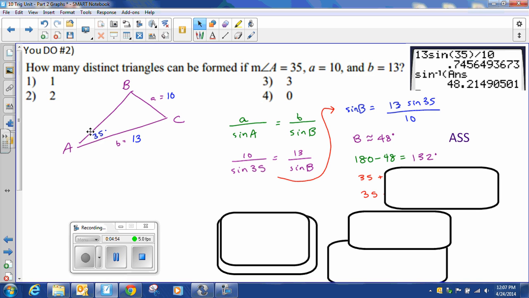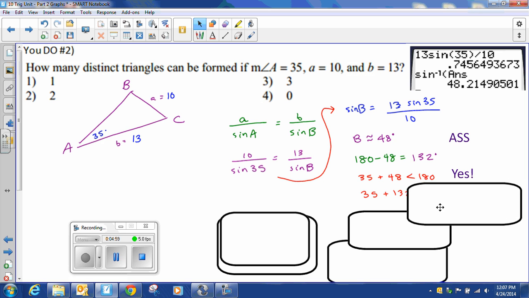We need to add the original angle of 35 degrees to each one of these. 35 plus 48 is less than 180.